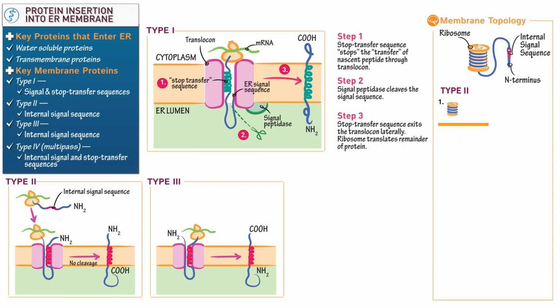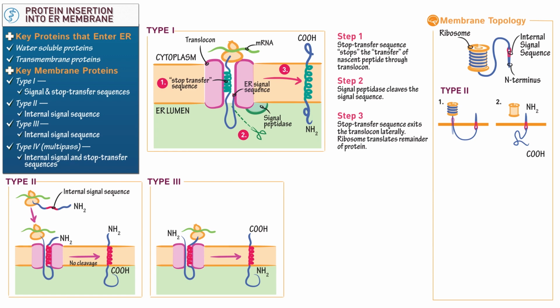Now imagine that we put one stitch into our cloth. Show that our needle, the internal signal sequence, remains inserted in the membrane and that the needle point, the N-terminus, emerges into the cytosolic side. Now imagine that we pull the remaining thread from our spool through the cloth. Indicate that the free end of the thread in the ER lumen is the C-terminus.